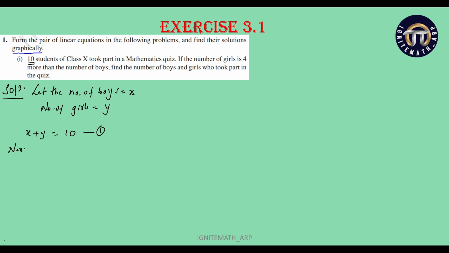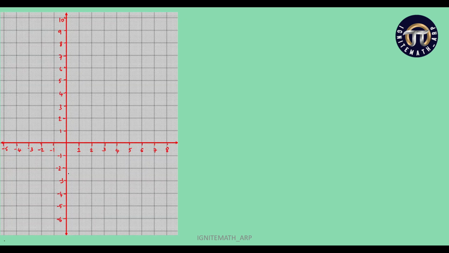So the next part of the question, if you observe, if the number of girls is 4 more than the number of boys, okay, so the number of girls is equal to 4 more than the number of boys. Clear, children? The number of girls I have taken as y. So y is equal to, boys is x, x plus 4. This is the second equation. Clear, children? Since they are asking you to find the roots or solve them by graphical method, I need to have a graph sheet. Clear, children?